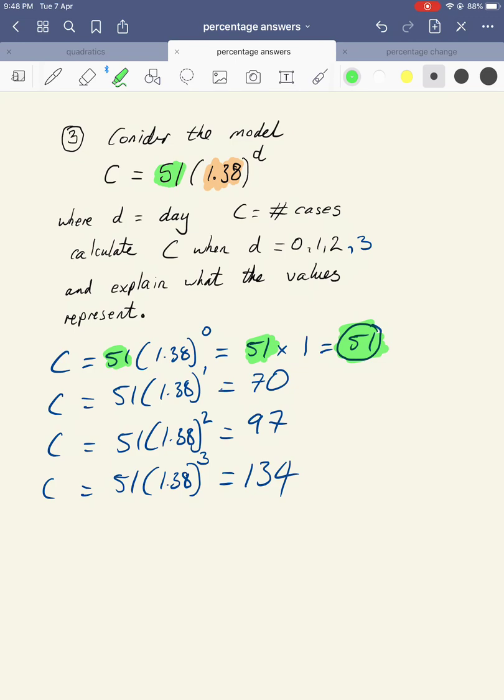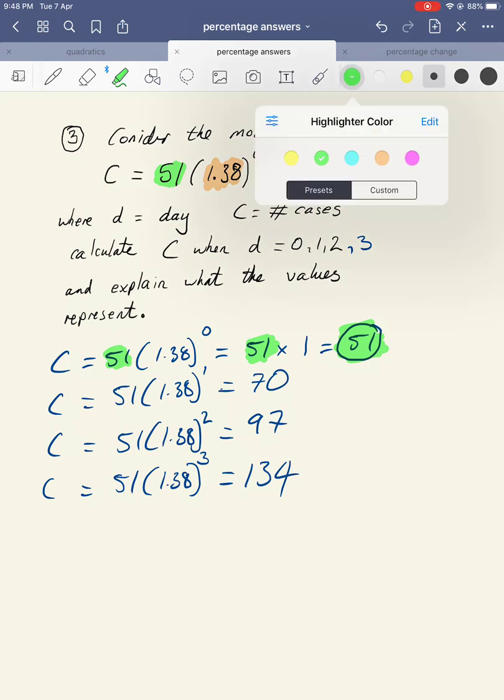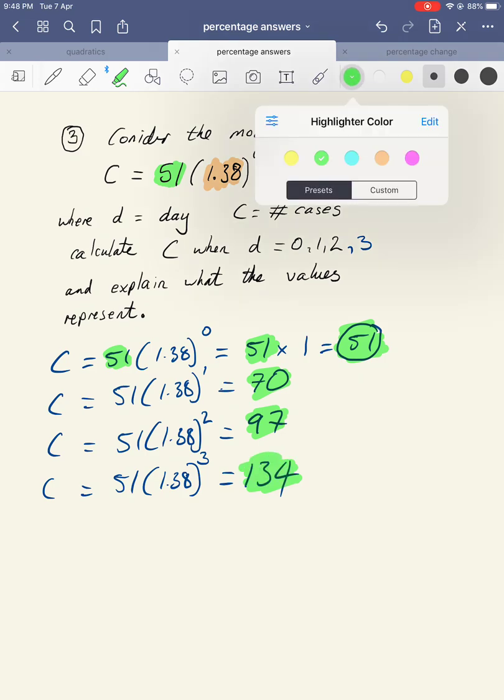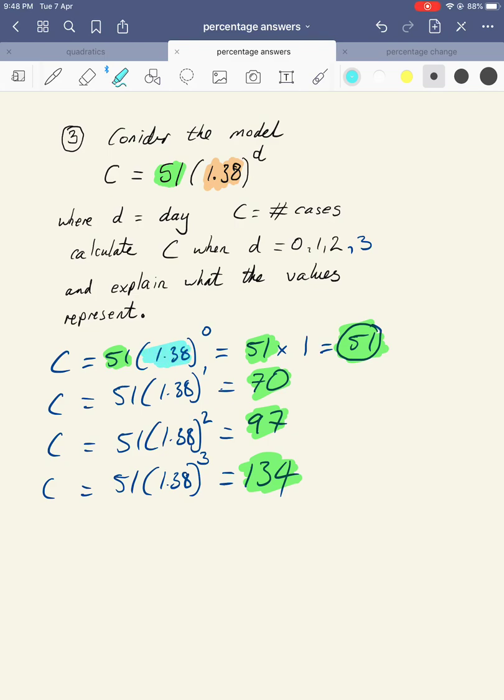And with our model, we have an answer here of 70 cases. With our model for 2 days, we've got 97 cases, and for our model for 3 days, we've got 134. Okay, and you quite correctly spotted that this 1.38 in here is actually the multiplier. So as we move from one day to the next, we're increasing by another 38%.